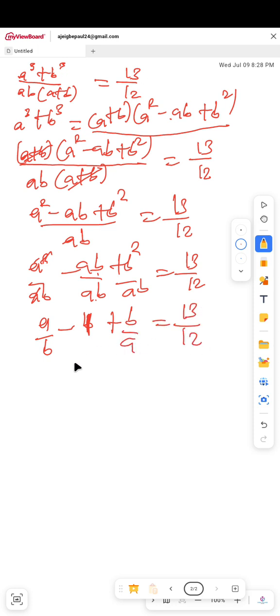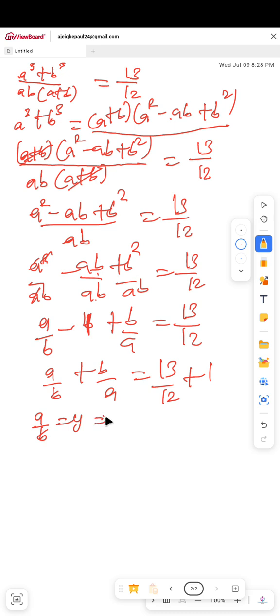So add 1 to both sides. You are going to have a over b plus b over a is equal to 13 over 12 plus 1. Okay, guys, now how are we going to solve this equation? We can make another substitution. Let a over b be equal to y. Then b over a will be equal to 1 over y, because b over a is the inverse of a over b. So we are going to have y plus 1 over y is equal to 13 over 12 plus 1, which gives us 25 over 12.